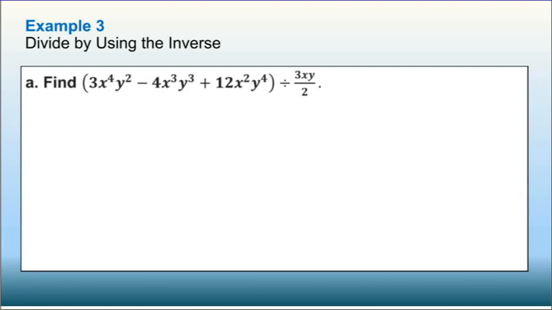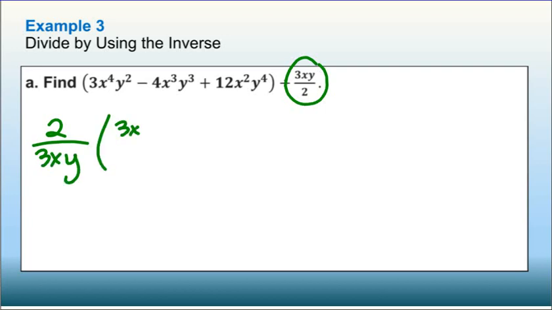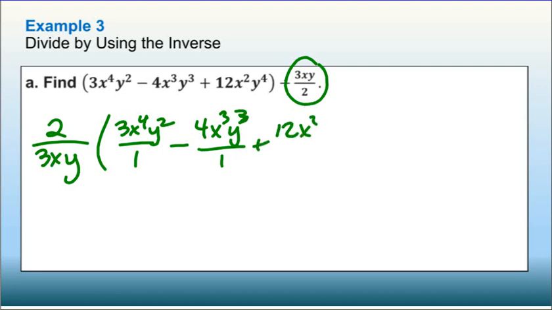Next, try by using the inverse. So here, when you're dividing by the inverse, you're really multiplying by the reciprocal. So I'm really doing the reciprocal of 3xy over 2, which would be 2 divided by 3xy. And then I'm going to multiply it by the polynomial of 3x to the 4th y squared over 1 minus 4x cubed y cubed over 1 plus 12x squared y to the 4th over 1. And then it just distributes in the numerator.